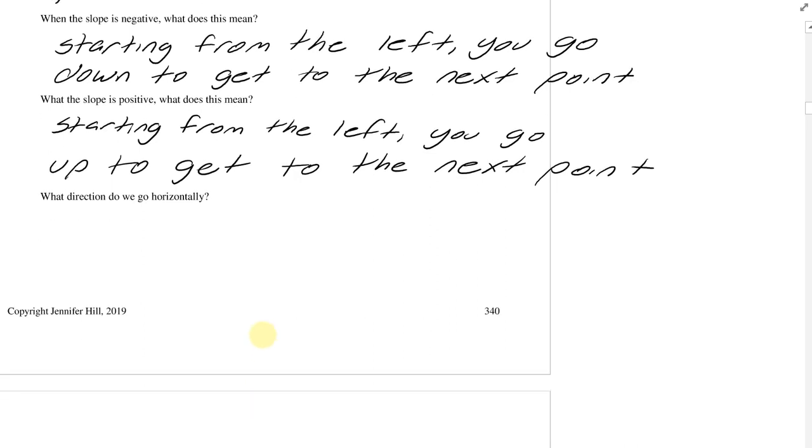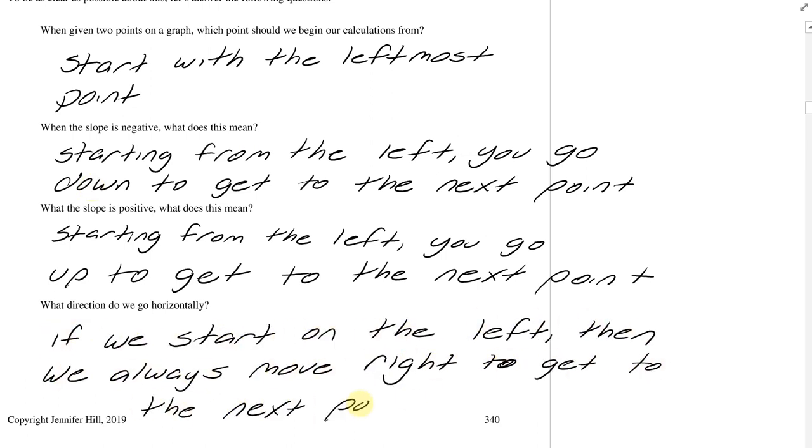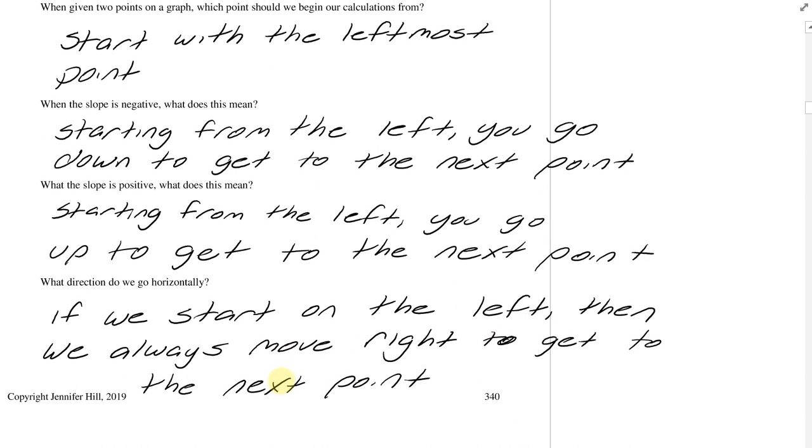And so as far as what direction we're going with slopes, we always think about negative is down, positive is up. And horizontally, if we're starting from the left, we're always moving to the right. So this is just a good rule of thumb to have when you are investigating slopes.